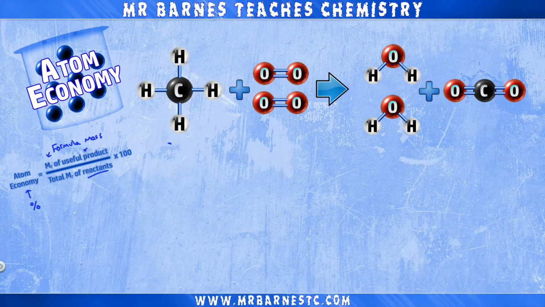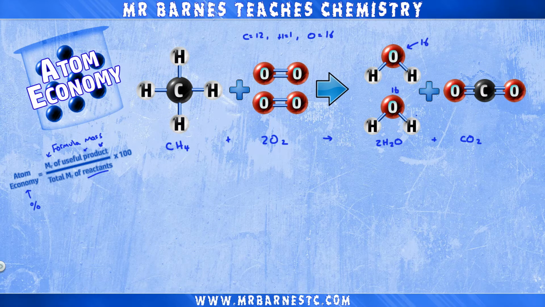If we have a look at the second reaction then, the complete combustion of methane, again you'll be given the balanced equation and the atomic masses. So if I start off with my useful product, I have 2 oxygens, each with a mass of 16, as well as 4 hydrogens, each with a mass of 1, so I have a total formula mass of 36 for my useful products. I don't have to work out the carbon dioxide here because it's not a useful product, it's a byproduct that we don't want.